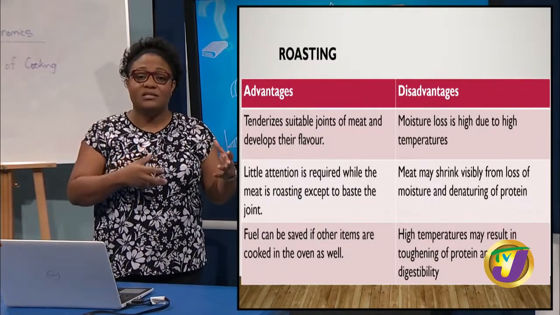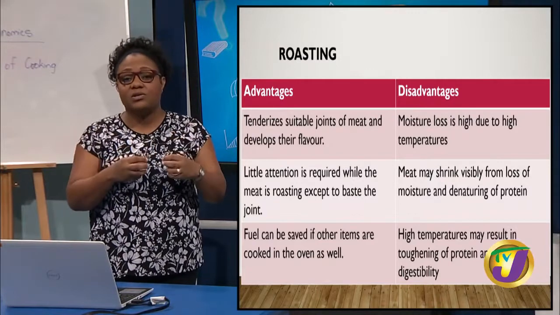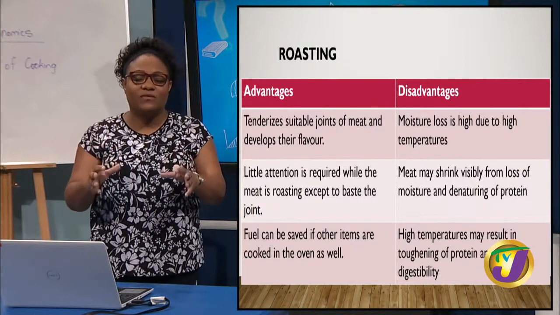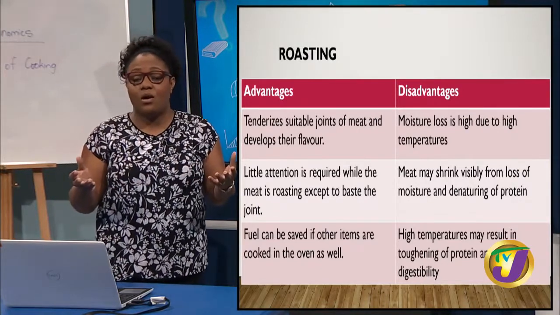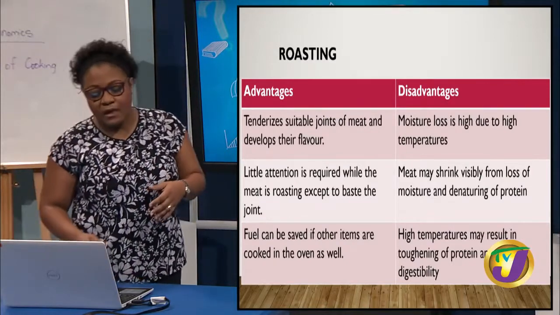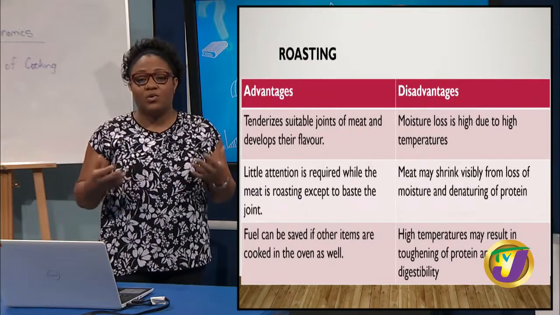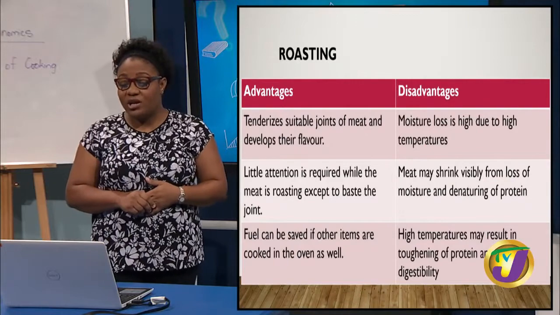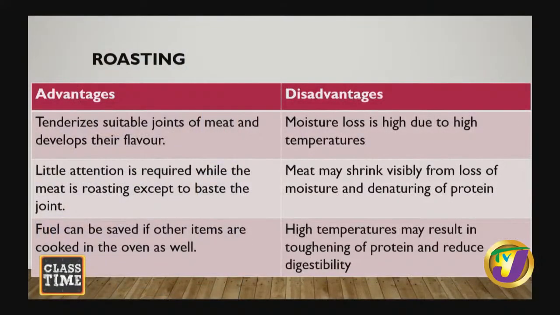And just like the catchphrase says, you set it and forget it, you affix it to the spit, and even if in your oven, when you're doing the roast chicken, you have to allow it to roast for a particular number of minutes, sometimes even an hour, before you actually go back to it. And fuel can be saved if other items are being cooked in the oven as well. And I think I mentioned that earlier too. Moisture loss is high due to high temperatures. You don't need to attend to it as often as you would for baking, but there is something that you need to do called basting.